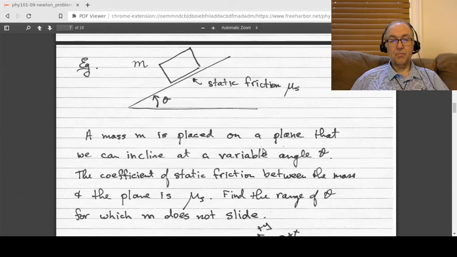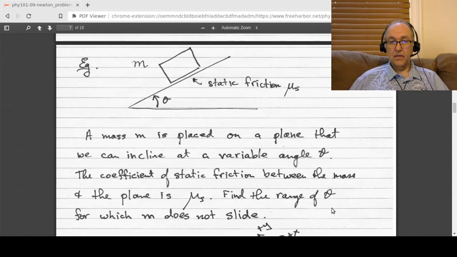So this mass m is on a plane that can be inclined at a variable angle theta, okay? The coefficient of static friction between the mass and the surface here in the plane is mu s, okay? Again, some number, but I'm not going to give you that number, but assume that we do know that number in principle, okay?